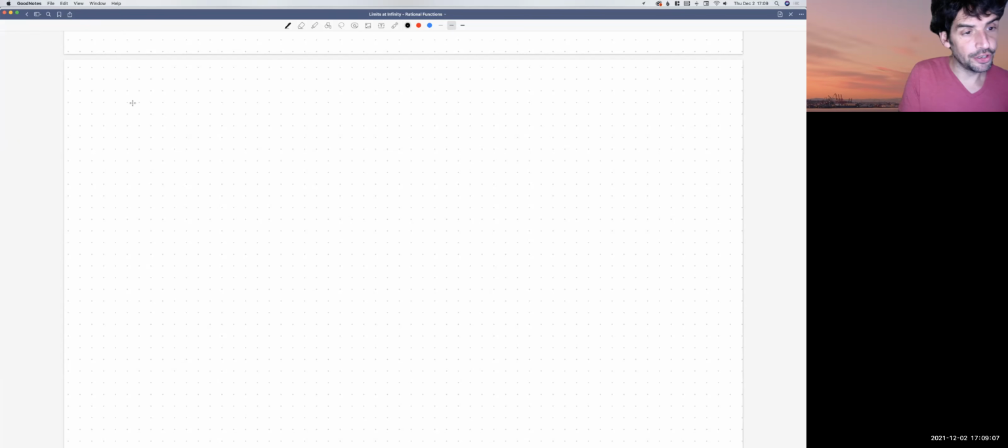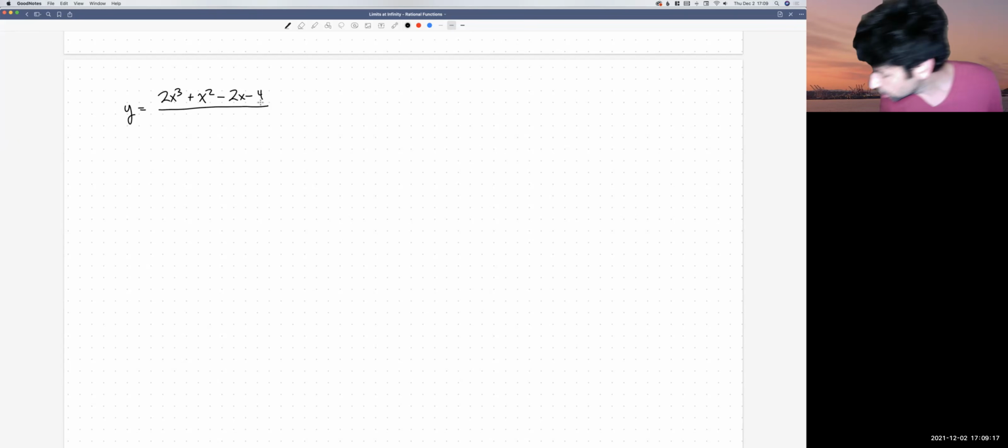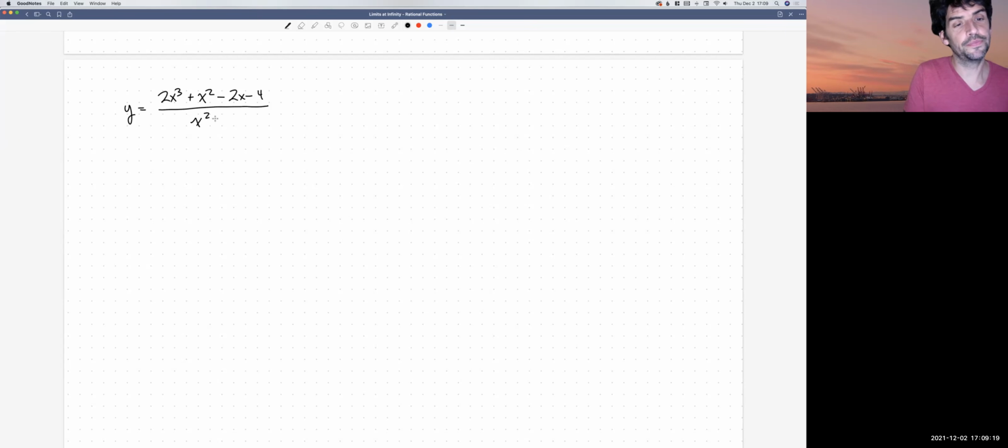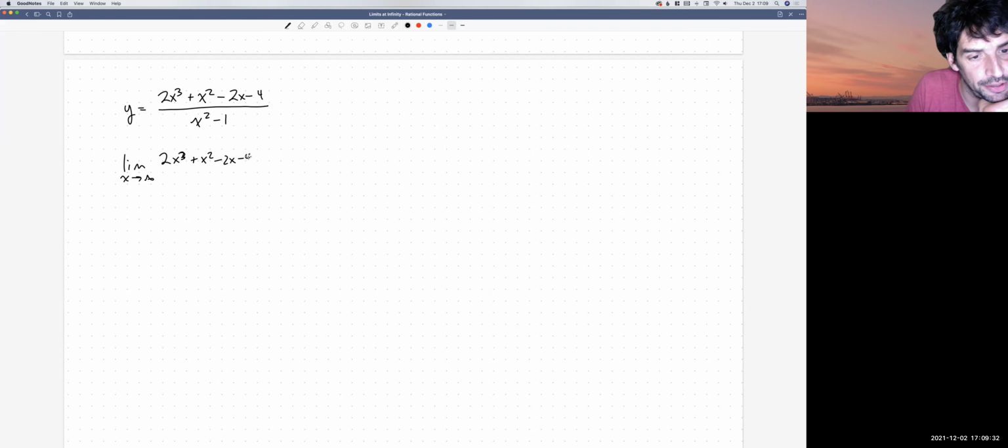So that one was y is equal to (2x cubed plus x squared minus 2x minus 4) over (x squared minus 1). So we can take the limit as x goes to infinity of this whole thing, 2x cubed plus x squared minus 2x minus 4 over x squared minus 1.